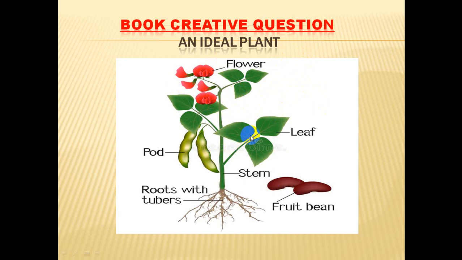For flowering plants, this is the upper portion of the soil. From the margin of the soil to the apical bud, this whole portion is called the shoot, and the lower portion is called the root. These are roots, with branches or branchlets, and this is tubers, etc. So this is the image of an ideal plant.